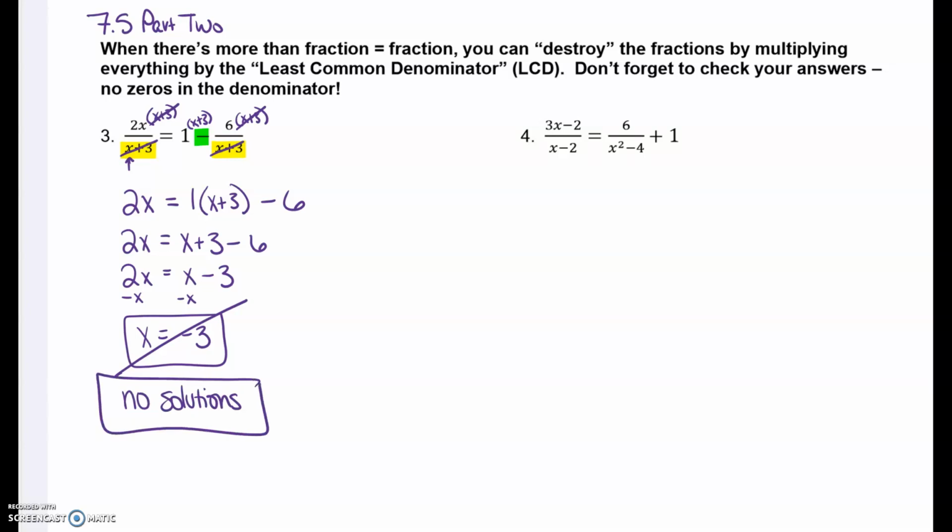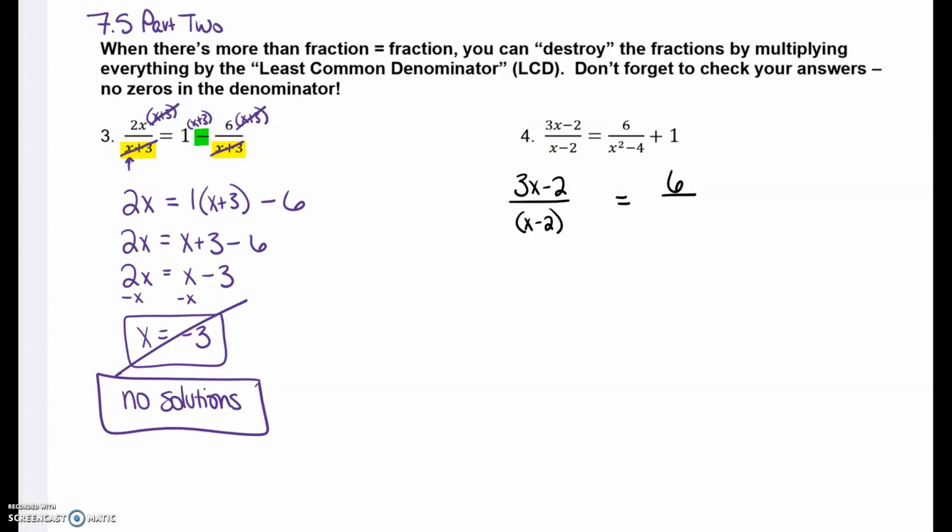Number 4 takes a little bit of work. And the good news is on your assignment, I don't think that you are going to have to factor before you do the fraction destroying step, but you might have to. So the first thing I'm going to do is rewrite this problem nice and spaced out. We need to figure out what our denominators are.